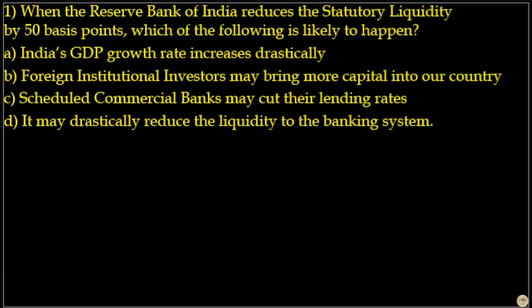Our first question is, when the Reserve Bank of India reduces statutory liquidity by 50 basis points, which of the following is likely to happen? Options are, India's GDP growth rate increases drastically, that is incorrect. Foreign institutional investors may bring more capital into our country, incorrect. Scheduled commercial banks may cut their lending rates, that is correct. So your answer to this question is option C.